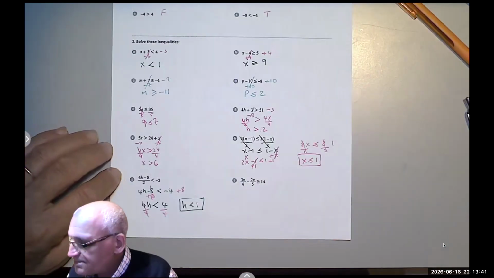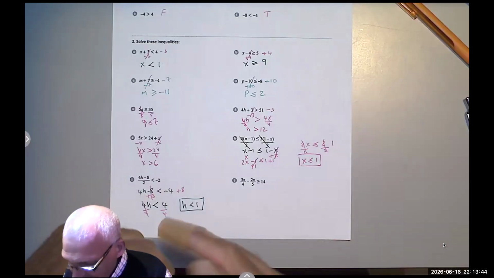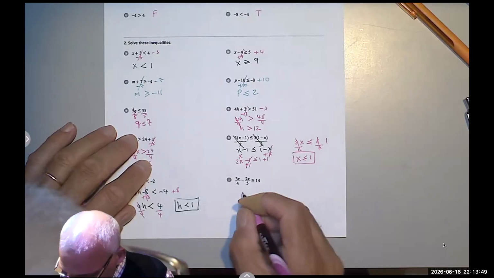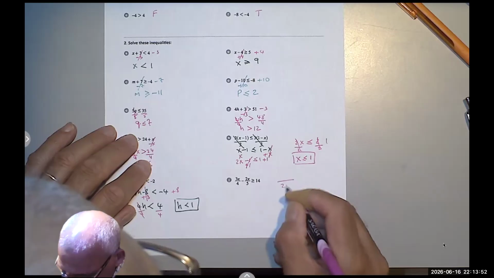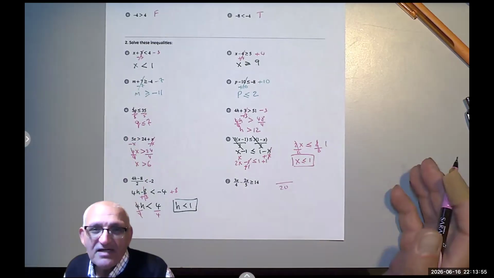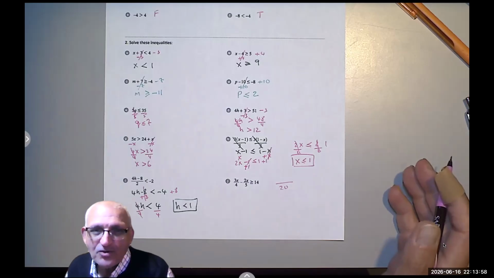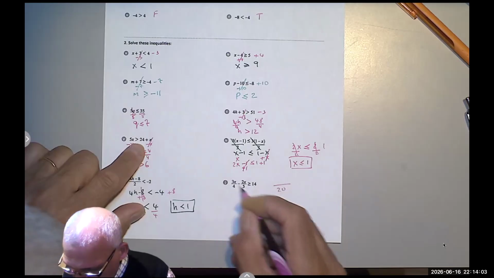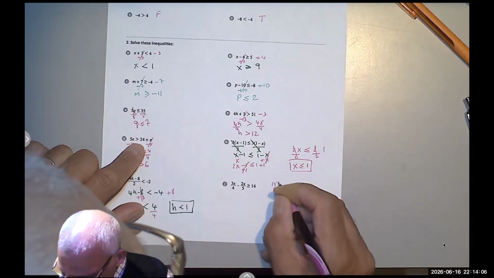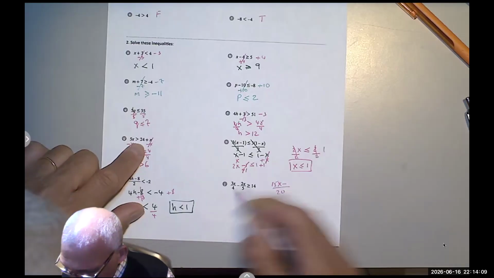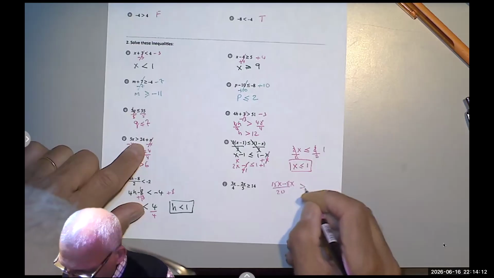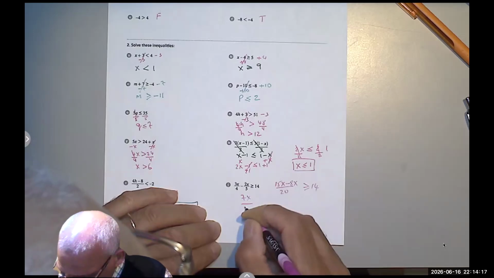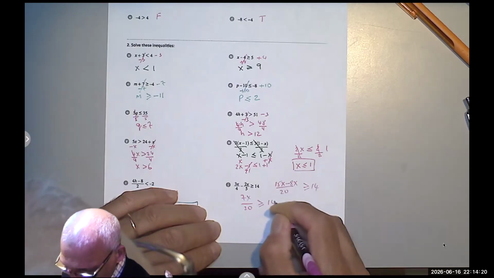Last one on this exercise, I have to use a common denominator. So the left-hand side, I take a common denominator of 20. Notice 4 and 5 don't have anything in common. 4 is 2 by 2, 5 is 5. So now I can multiply across. I say 3x times 5 is 15x, minus 2x times 4 is 8x, is greater than or equal to 14. 7x over 20 is greater than or equal to 14.